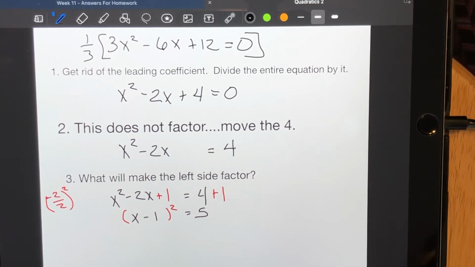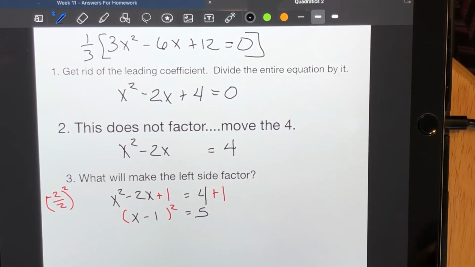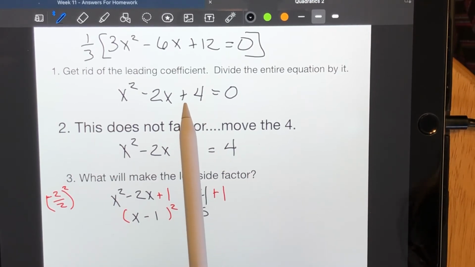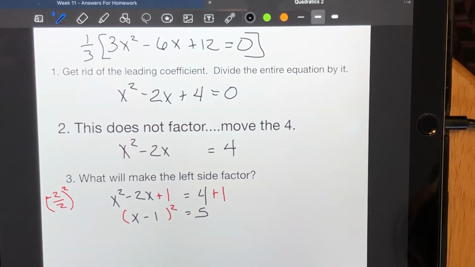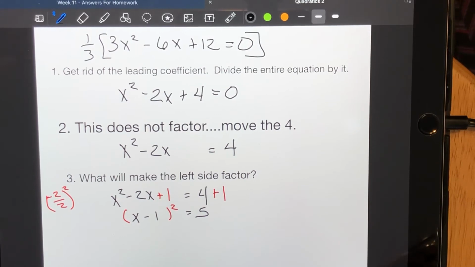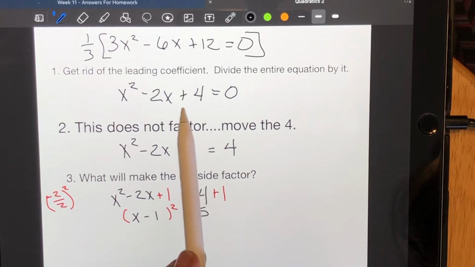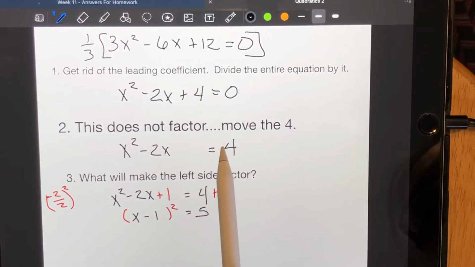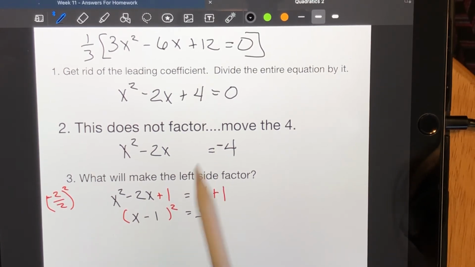So then I ask myself again, are there any 2 factors of 4 that I can add together to be 2? Well, with 4, I only have 1 and 4 and 2 and 2. And 1 plus 4 is 5. 2 plus 2 is 4. So no, I cannot factor this. So let's make it factor. We will remove our constant and move it over. When we move our 4 over, we're going to have a -4.